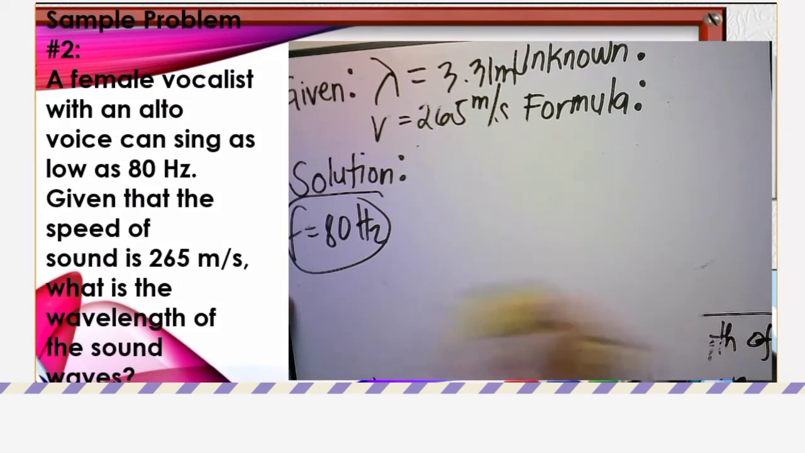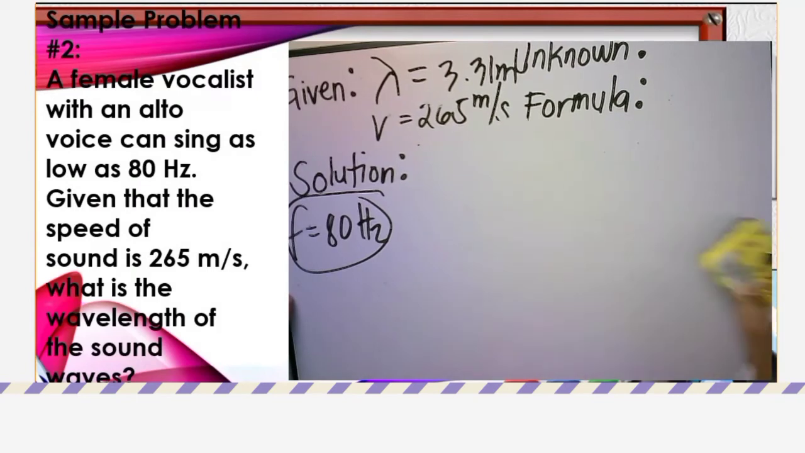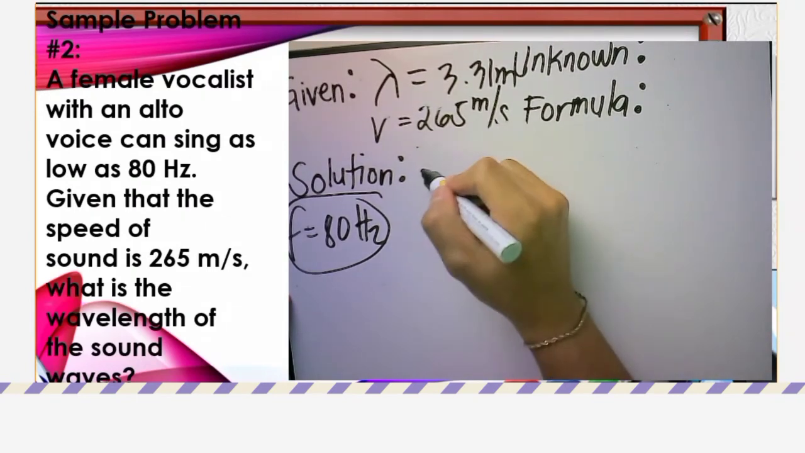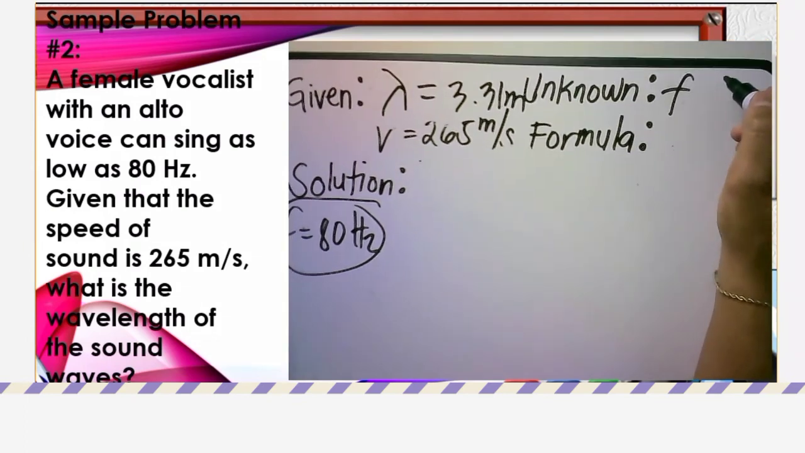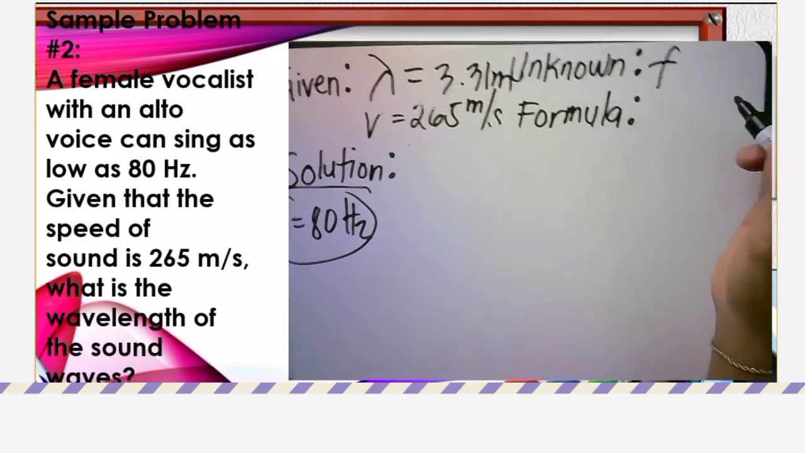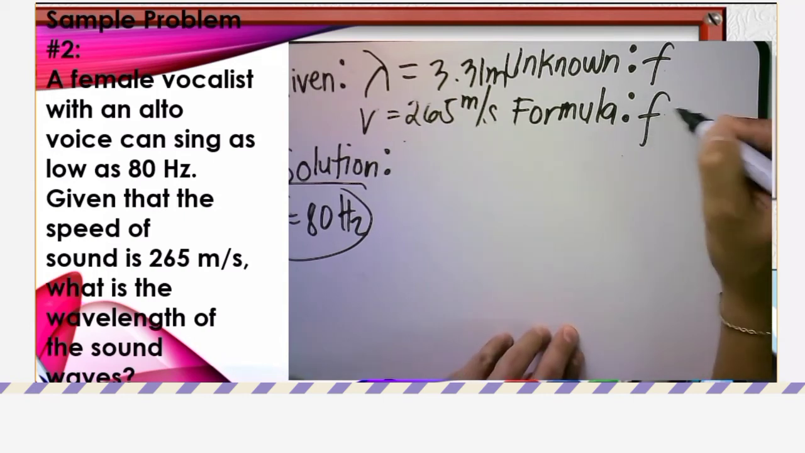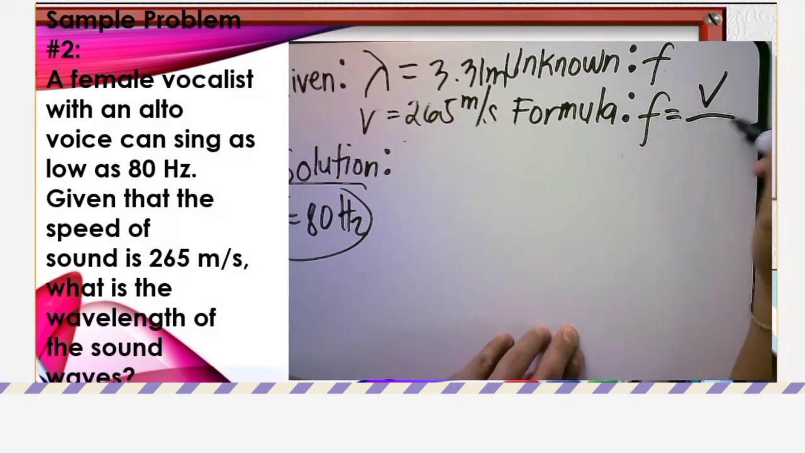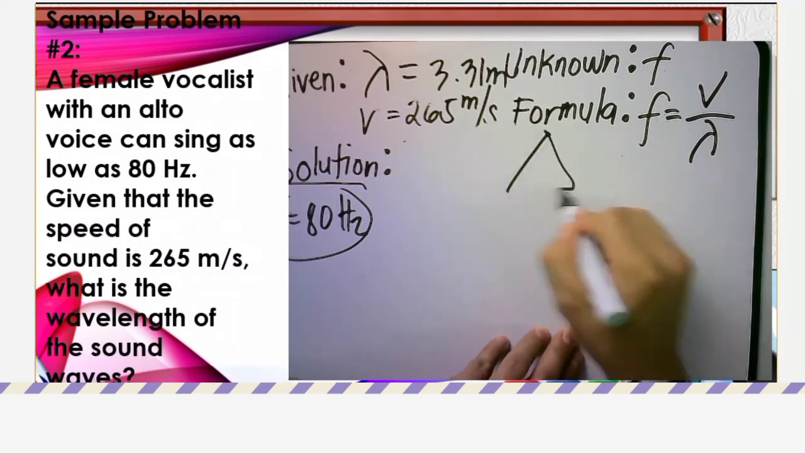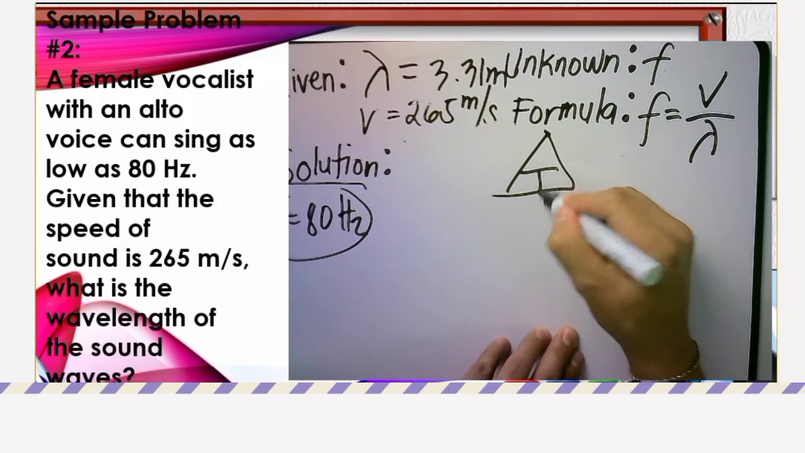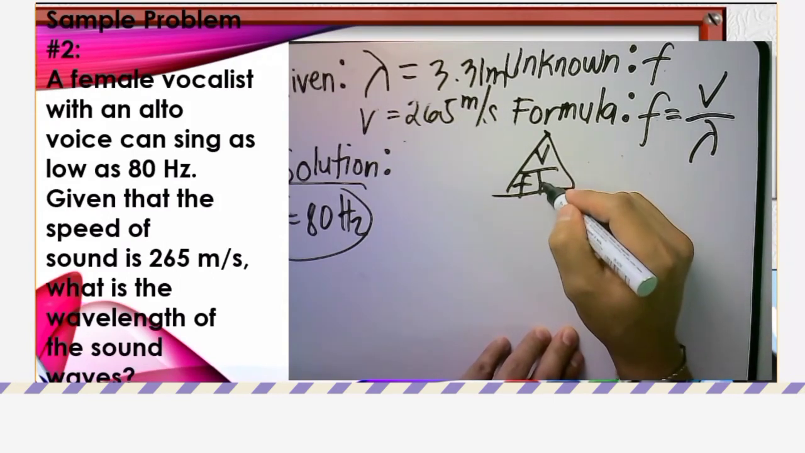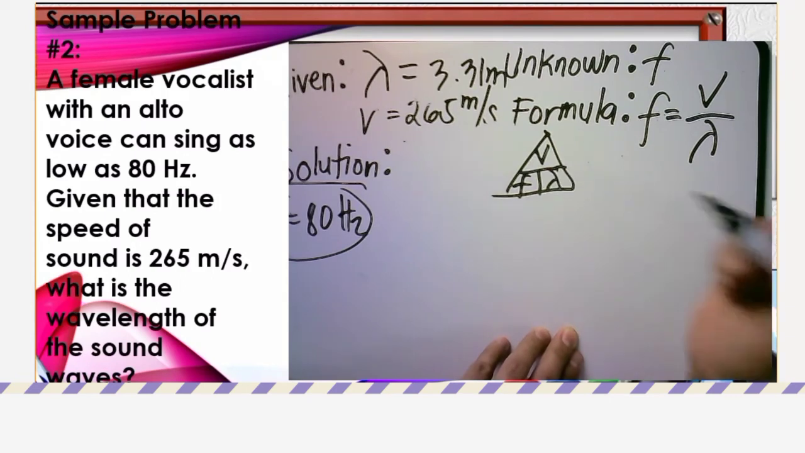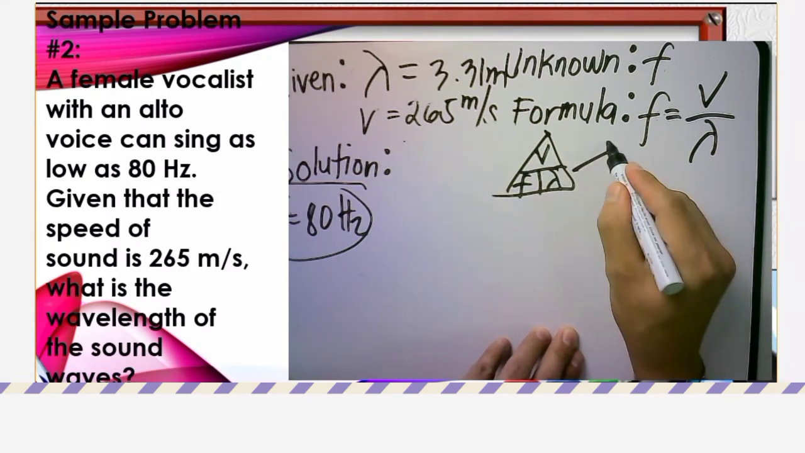Now, moving forward, our solution: our unknown here is frequency. And our formula for frequency is speed over lambda. Am I correct? So let's check. If this is your triangle, V over F and lambda. Okay, so we are correct.